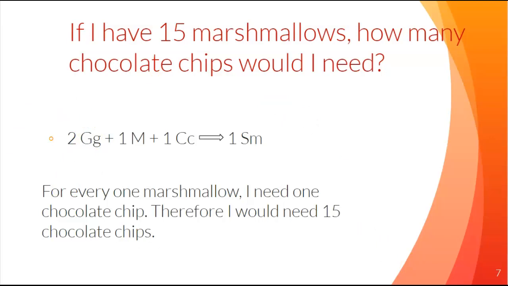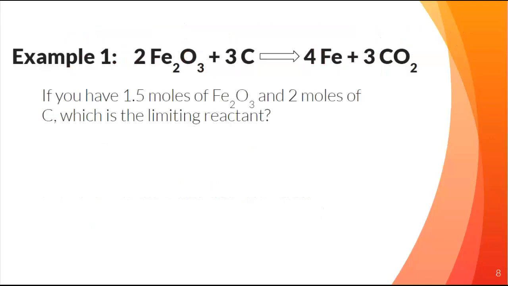So one way that we typically determine what the limiting reactant is, we look at how much of our reactants we have, and we figure out how much the other ones we would need, okay? Just like I did here. If I've got 15 marshmallows, how many chocolate chips would I need? And we're going to do that exact same thing, but now instead of with s'mores and golden grams, we're going to be looking at actual balanced chemical equations with real life chemistry. Okay, so here we go.